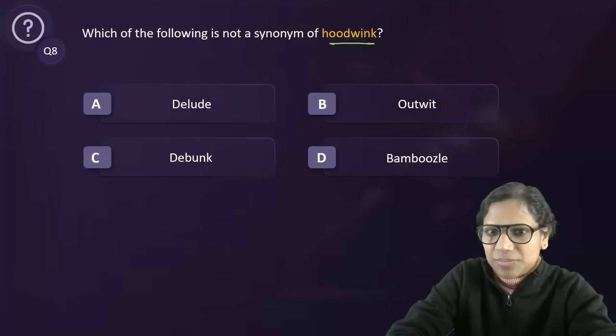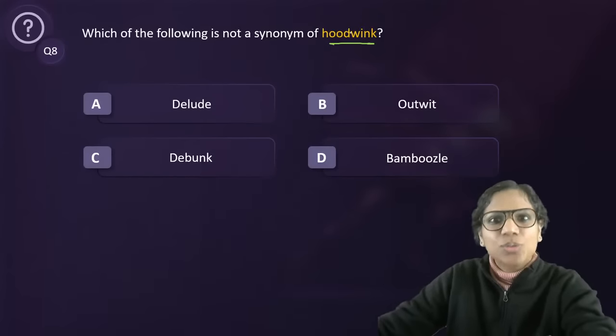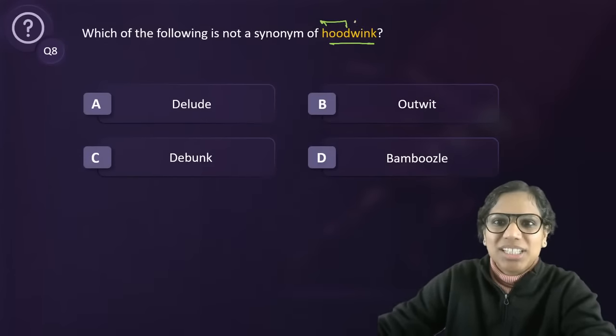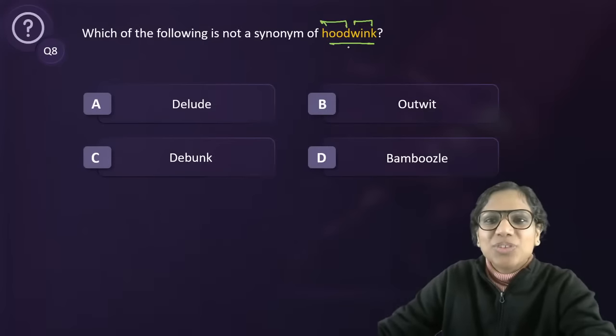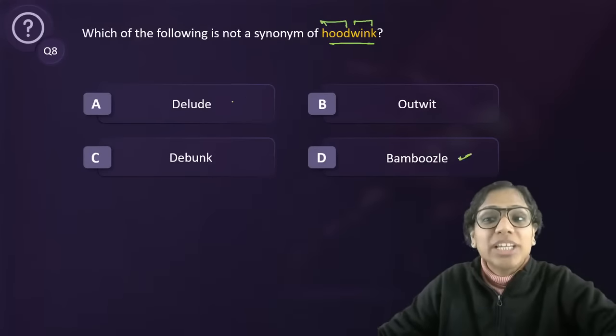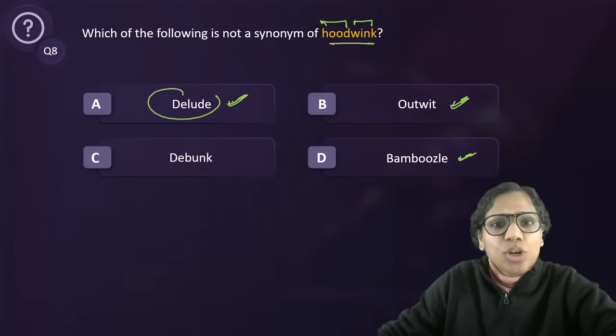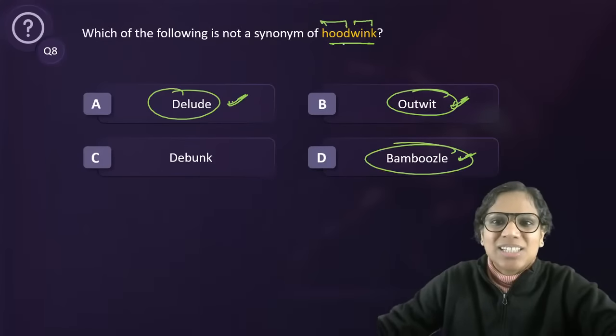D, B, C. Bamboozle, debunk. When you hoodwink someone, the word itself looks like a very mischievous word, right? Hoodwink. There's a hood in it, there's a wink in it, right? So you are, of course, deceiving them, tricking them, deluding them. Okay. You are fooling them. So bamboozle again means to fool someone, to outsmart or outwit someone, to delude them. All of these are synonyms of hoodwink.